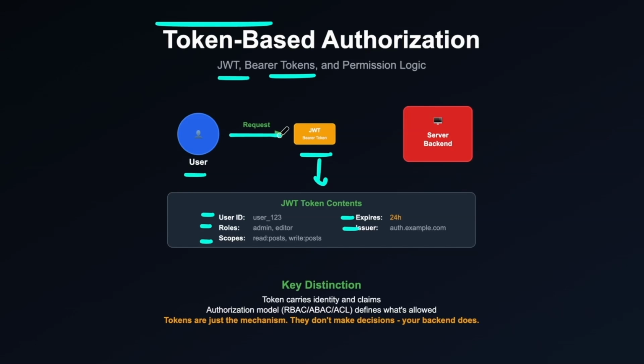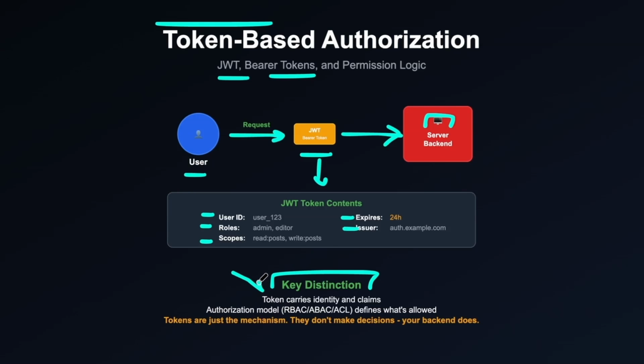So whenever a user makes a request, it always carries this token information and reaches the backend server. This is where the server will check your token and validity, and it will apply the appropriate permission logic. To not confuse this with authorization models, there is a key distinction.